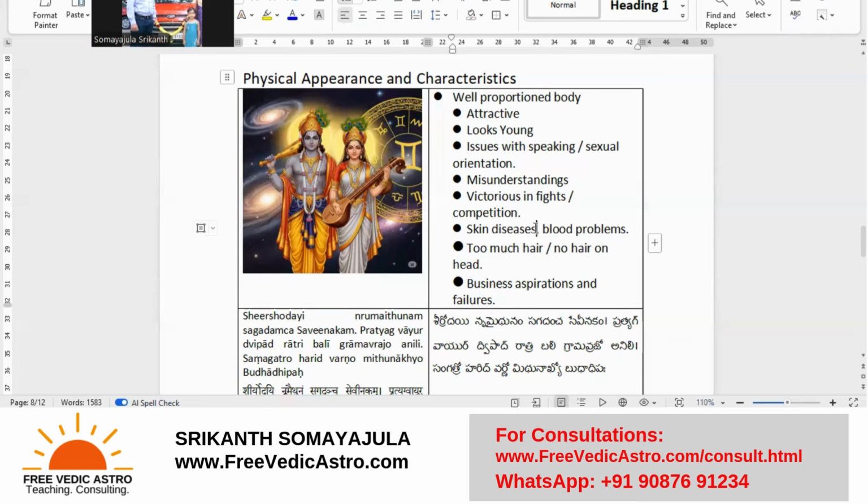Mars and Mercury can mean skin diseases, because skin is Mercury, and Mars is the disease over the Mercury, and blood problems, because both the planets do not like much of the Moon. Mercury doesn't like the Moon, which rules the blood.